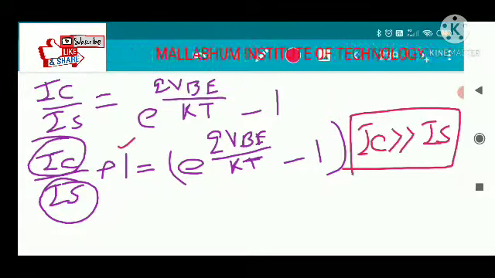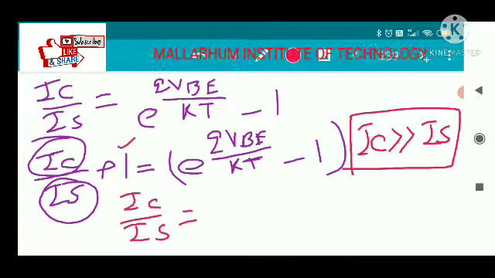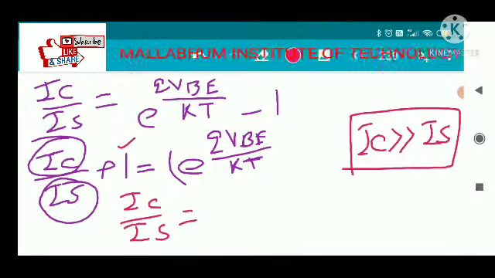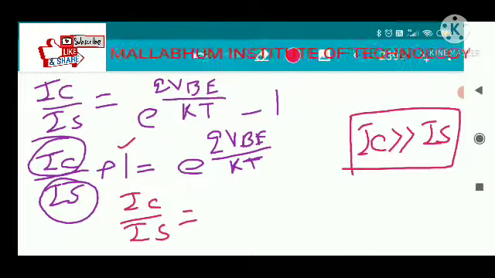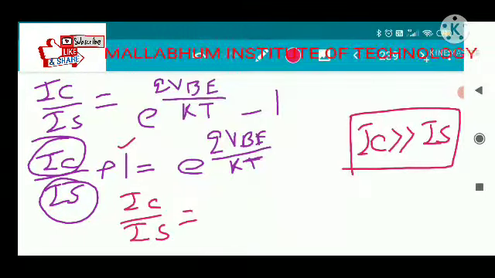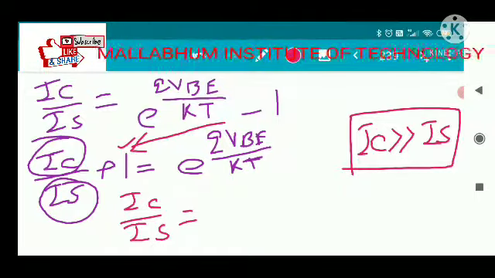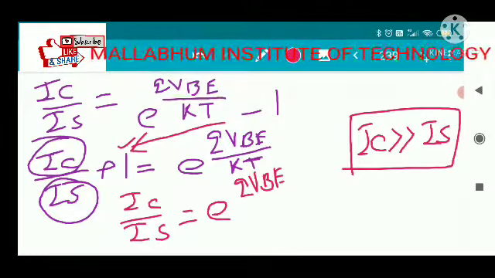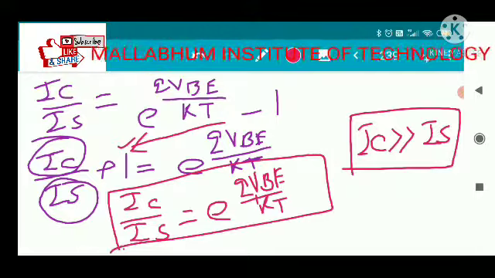So IC by IS is just, okay, here this one will not be there because it moves to this side. So IC by IS equals e to the power Q into VB divided by KT. Okay, so this is the approximation.